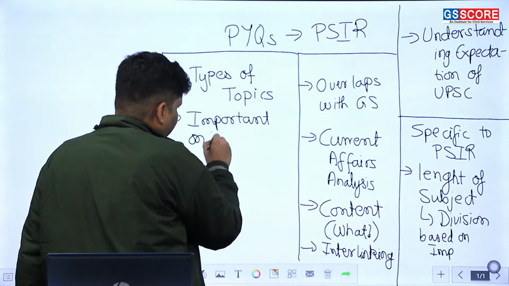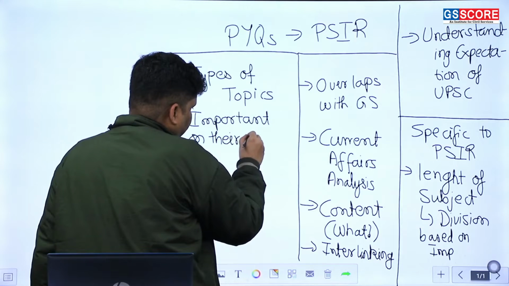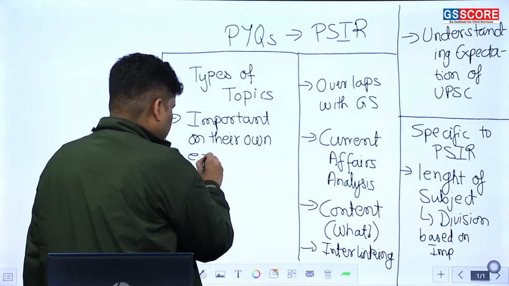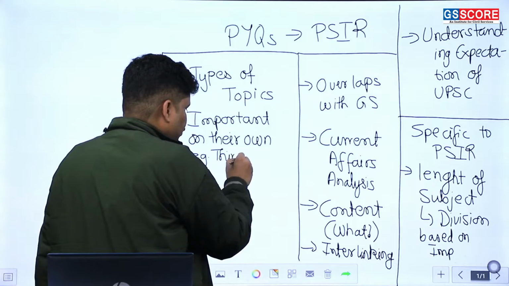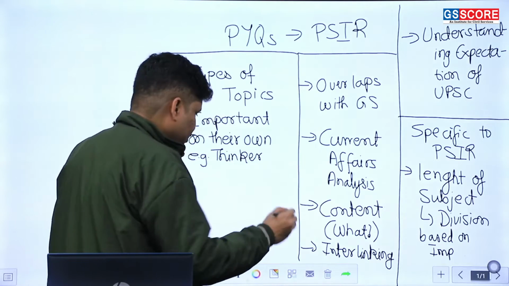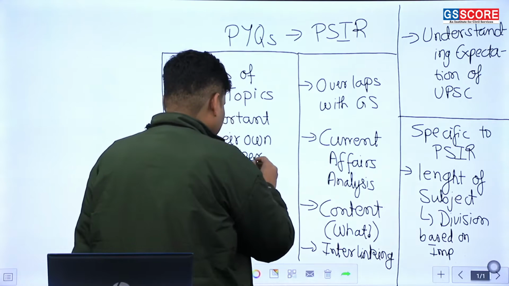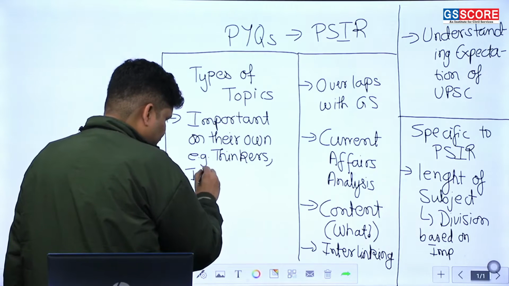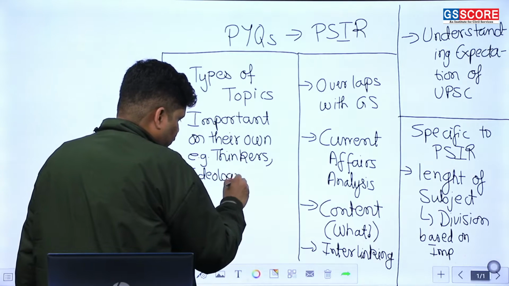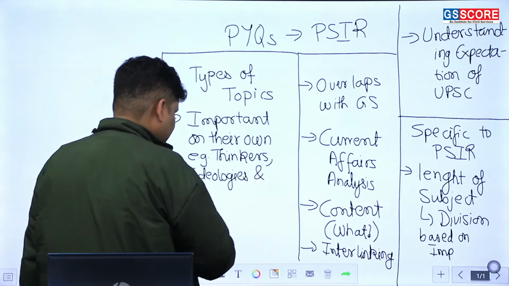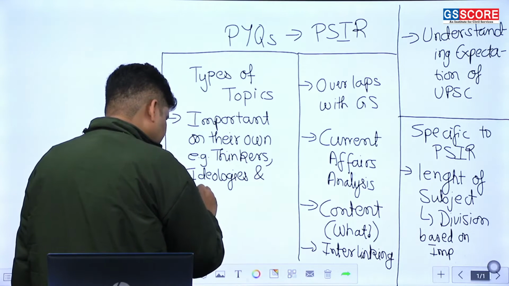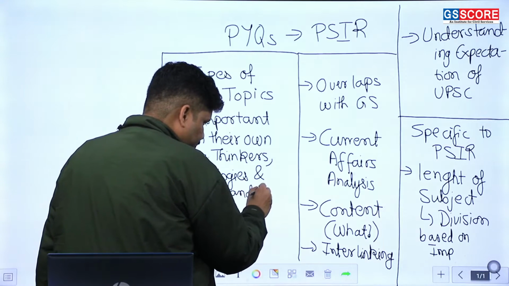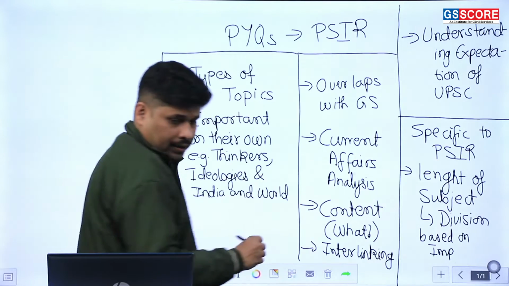on their own. For example, thinkers, no guesses on this, no prize for guessing this. Thinkers. Second, ideologies, and third, I would say international relations, India and the world. ठीक है, India and the world.